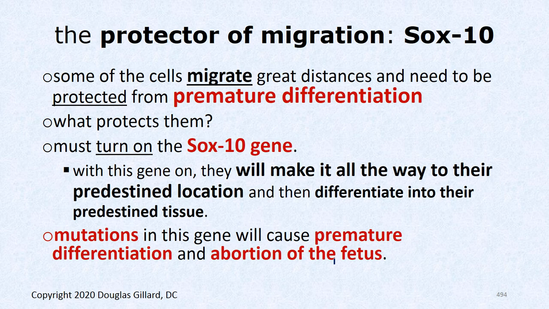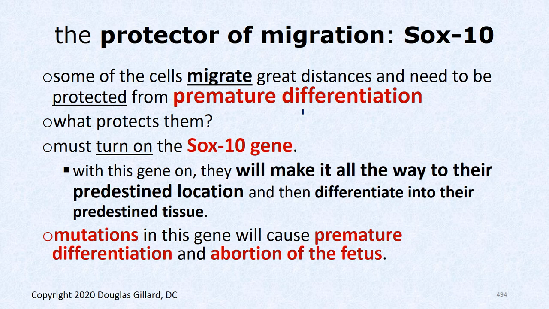I'm going to say one gene about that story that is worth mentioning. When they migrate, they go long distances. They're vulnerable to damage, attack and breakdown. And they have a protecting gene that is turned on in them, the Wnt10 gene. So that protects them from getting stuck and prematurely turning into something.